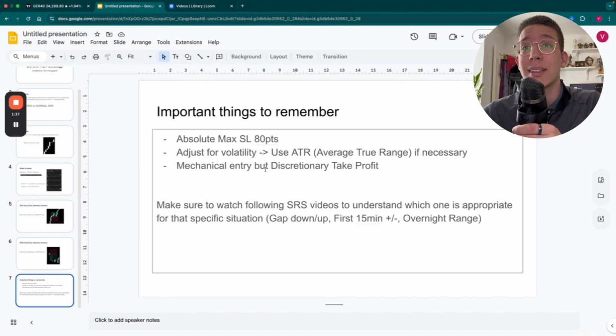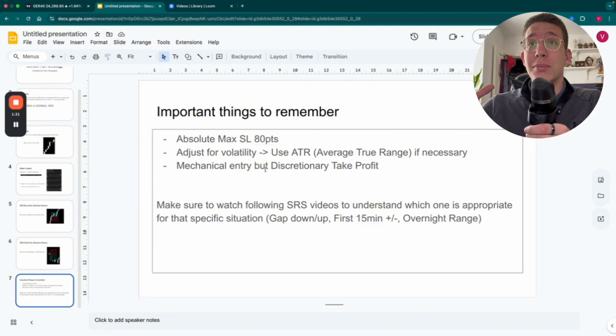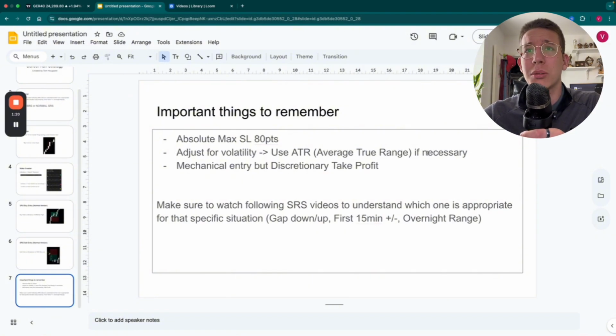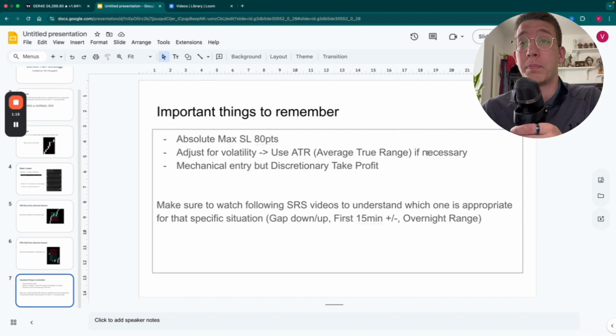And if you're a beginner, and don't really know how to set your stop loss on a certain day, if it's making big moves, use an 80-point stop loss, absolutely. If it's making little moves, I suggest using an ATR indicator, which follows the last 14 candles or however many you want to show you the appropriate stop loss size.